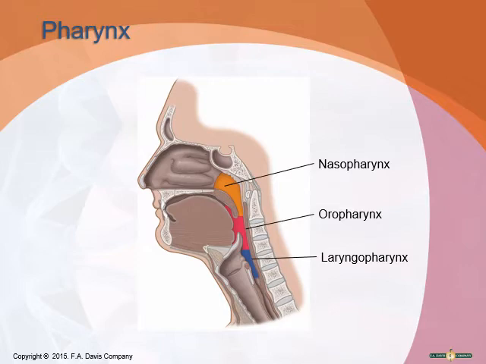And the last region of the pharynx is the laryngopharynx. This passes dorsal to the larynx and connects to the esophagus. Food and air also pass through the laryngopharynx.